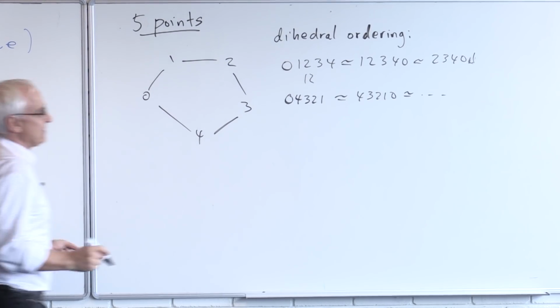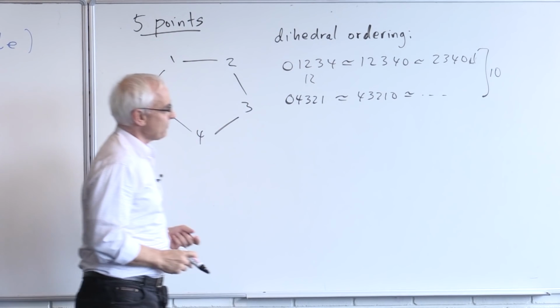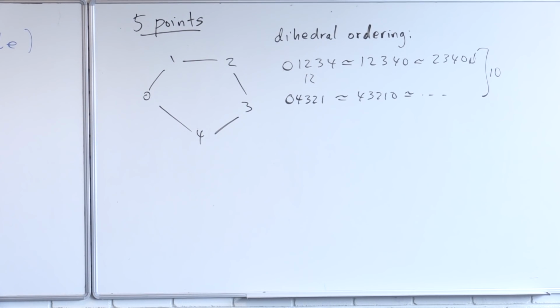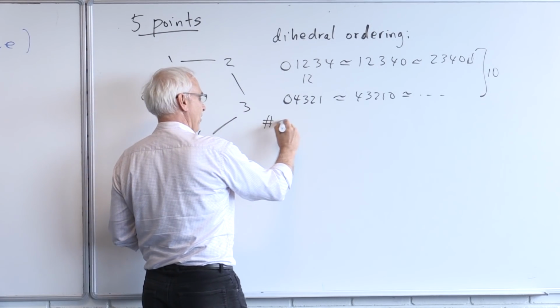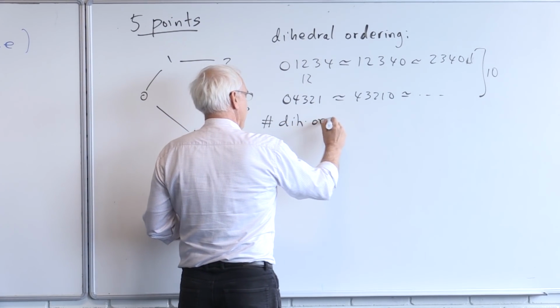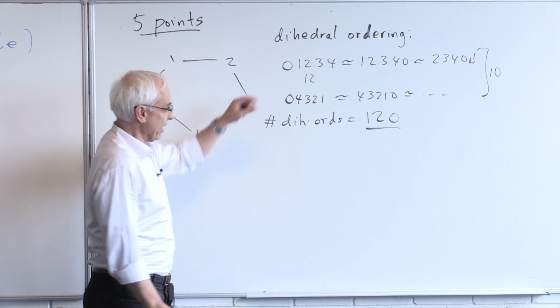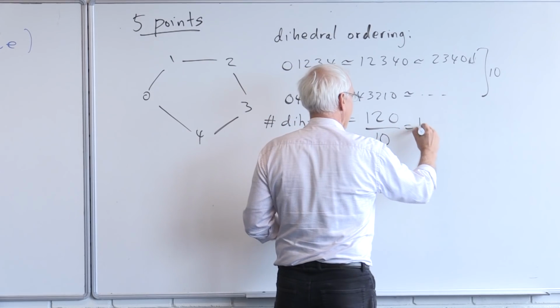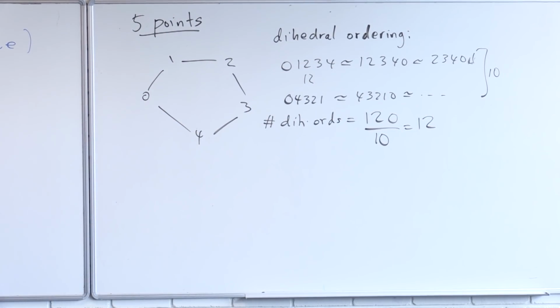Okay? There's obviously 10 such permutations in such a dihedral ordering. And so the total number of dihedral orderings is going to be the total number of permutations, 5 factorial divided by 10. So there's going to be 12 of these. 12 dihedral orderings, and I want to show you them now.